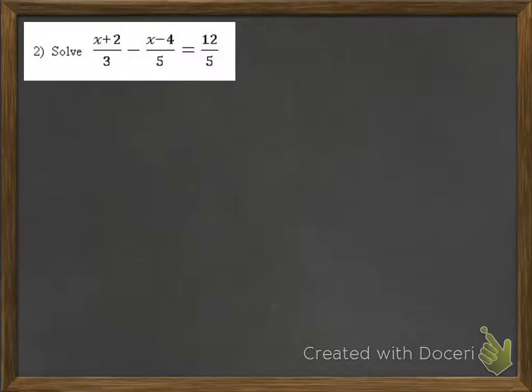On problem 2, our goal again is to solve for x. In this case, we're dealing with some fractions. Fractions all just represent division. So the best way to clear those fractions is to identify what the lowest common denominator is. In this case, it's 15. That's the smallest number that both 3 and 5 go into. And so our first step is going to be to multiply both sides of the equation by that lowest common denominator.